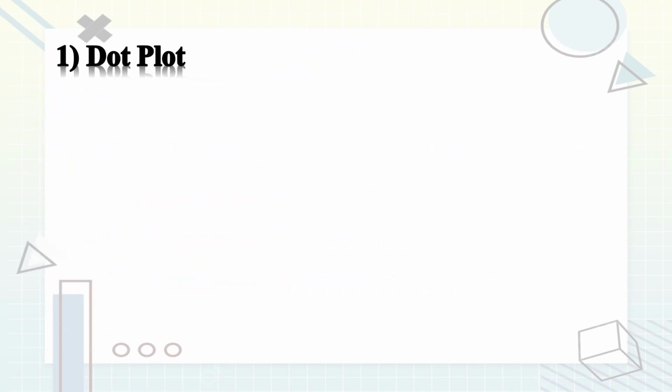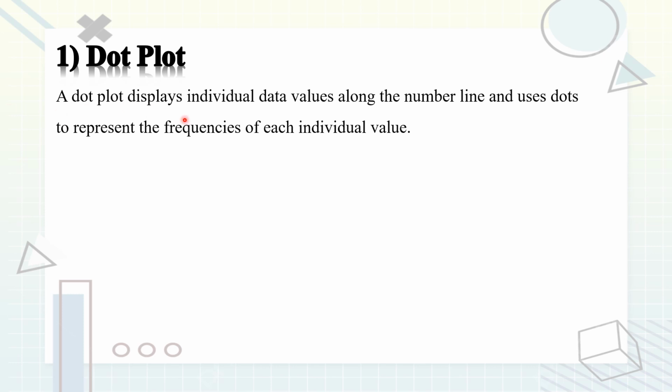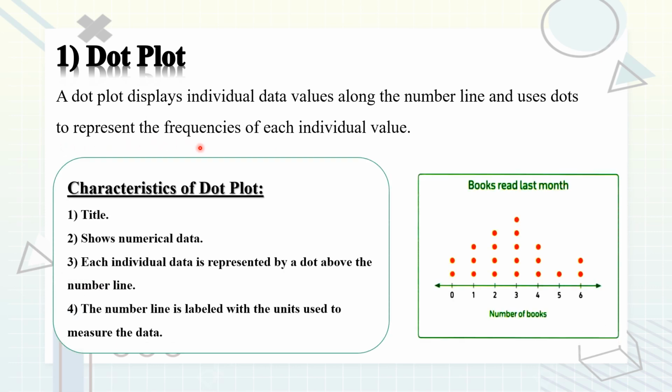Now we need to represent the data which we collect. First method, we can use a dot plot to display individual data values along the number line and use dots to represent the frequencies of each individual value. We have here the characteristics of the dot plot, and this is an example to show the points of the characteristics.